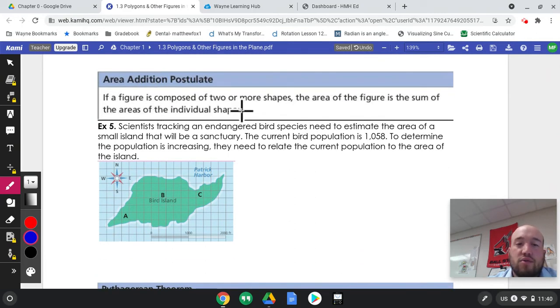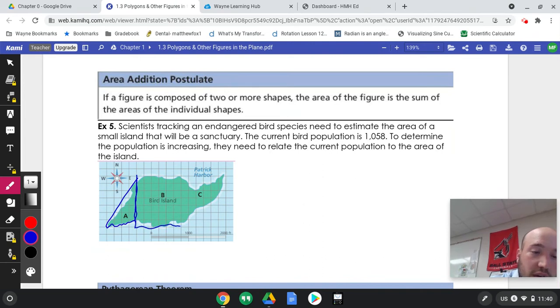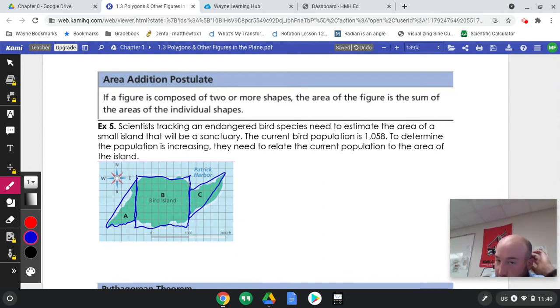Basically, if a figure is composed of two or more shapes, the area of the figure is the sum of the areas of the individual shapes. So if we divide this up into a triangle, a square, and another triangle, and I find those areas and add them up, I would have my answer.